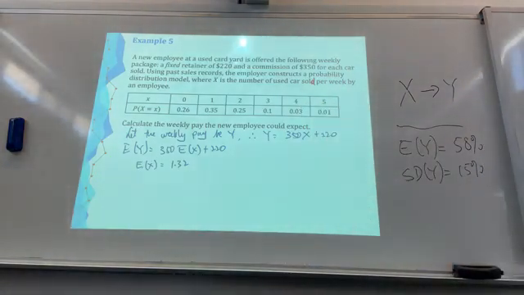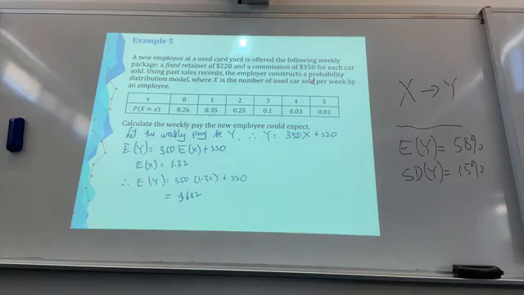Can you do that quickly or do you have to do it manually? You can use a calculator, that's fine. It really doesn't matter in this case. You can use the statistics, you can also just use the multiplication. And it works out the expected pay is $682.